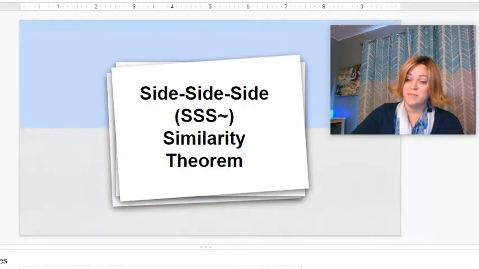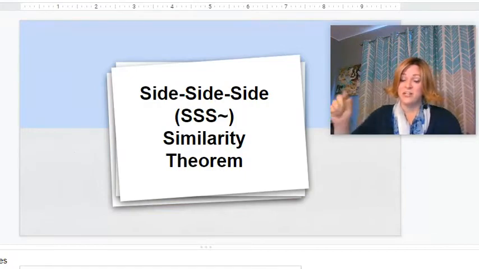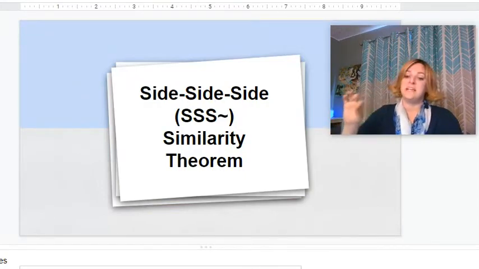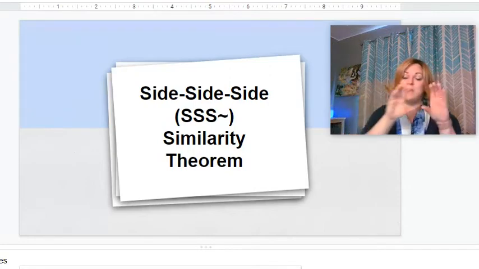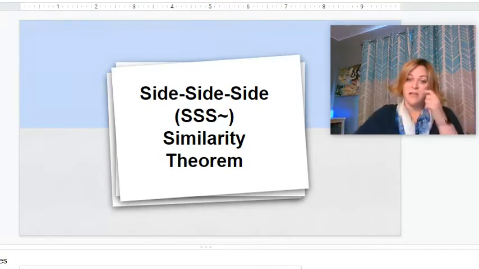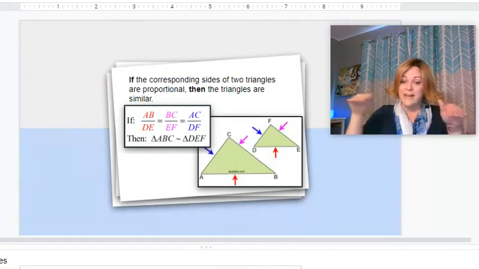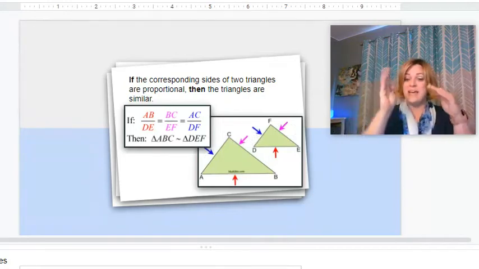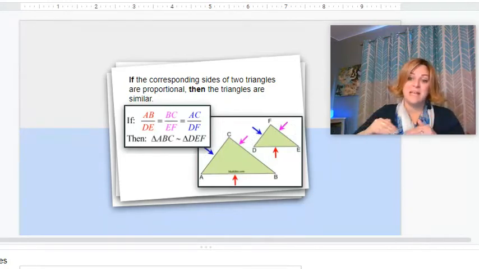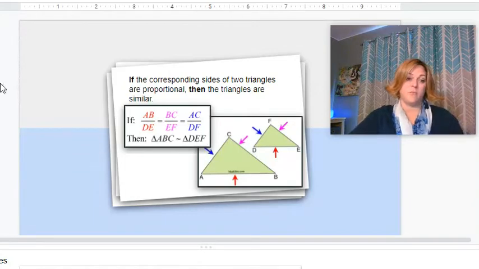Side, side, side similarity. This is not the same as side, side, side congruence. In side, side, side congruence, we had to show that all 3 sides were exactly the same as all 3 sides of another triangle. Well, with similarity, we have to show that they're proportional. So if you look at these fractions, that's basically saying when I divide these 2 sides, the purple arrow, or the blue arrows, or the red arrows, I will get the same number every time. That means they are proportional.